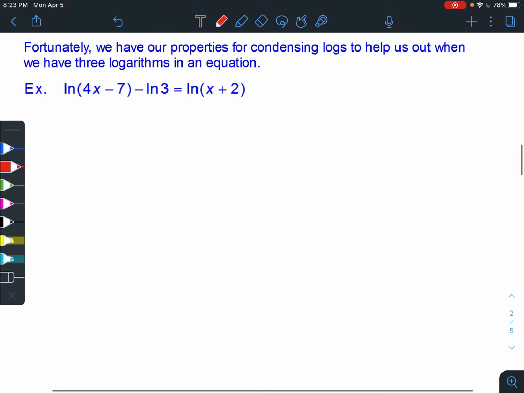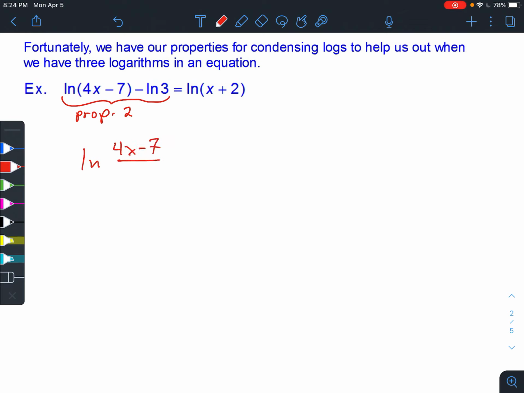Okay, but fortunately, we have our properties for condensing logs to help us out when we have 3 logs in an equation. Okay, so I've got natural log of 4x minus 7 minus natural log of 3 equals natural log of x plus 2. Well again, we've got this thing over on the left, which is a subtraction of 2 logs. So if you remember the order of our properties, that's property 2, the quotient property. So we can turn the left side into the natural log of the quotient of those two things, 4x minus 7 over 3. Again here, if you want to throw that in parentheses to help separate top and bottom, that's not a horrible idea, but anyway, there it is.